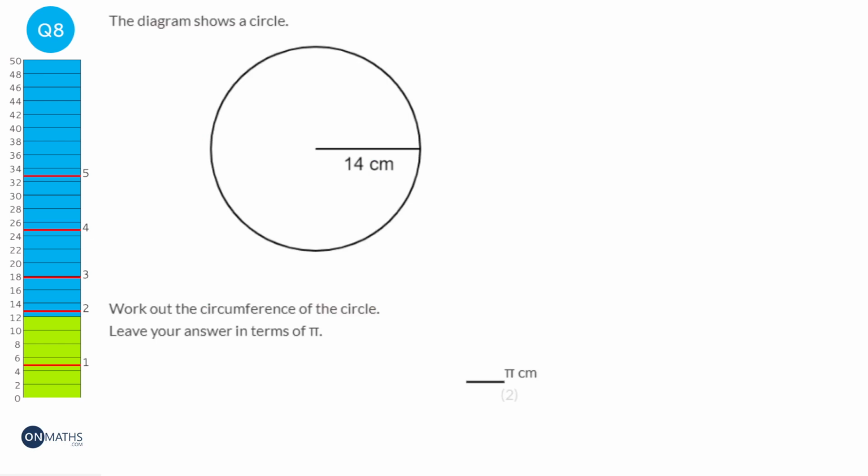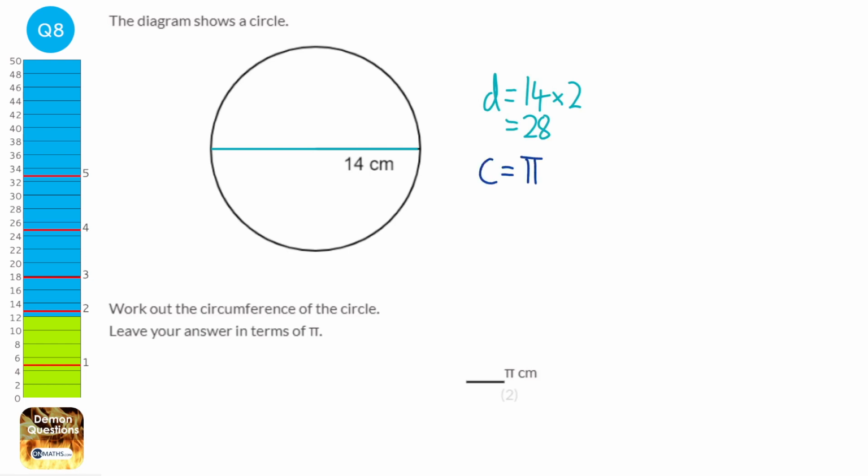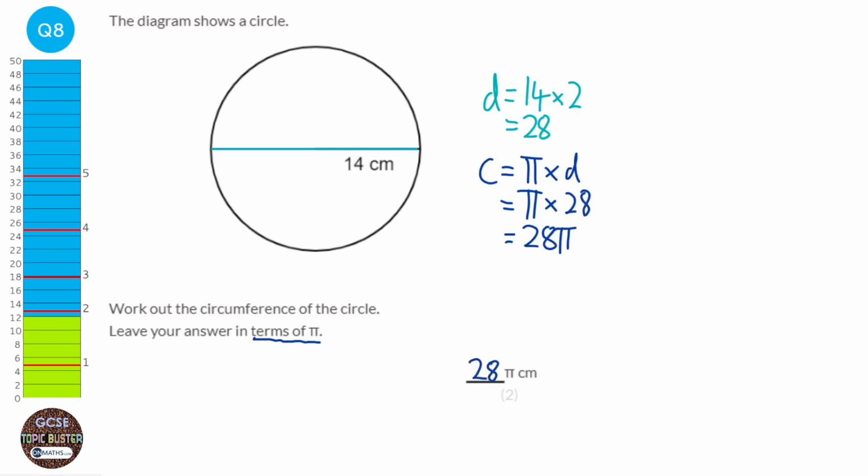To work out the circumference, we need to first of all work out what the diameter of this is, and to do that we just draw a line across the circle, and we can see the diameter is twice as big as the radius. So the diameter is going to be the radius times 2, which is 28. Formula for the circumference of a circle is just pi times the diameter, which will be pi times 28. Now to write this in terms of pi, which the question asks for, we just put the number first and then pi. So it will be 28 pi.